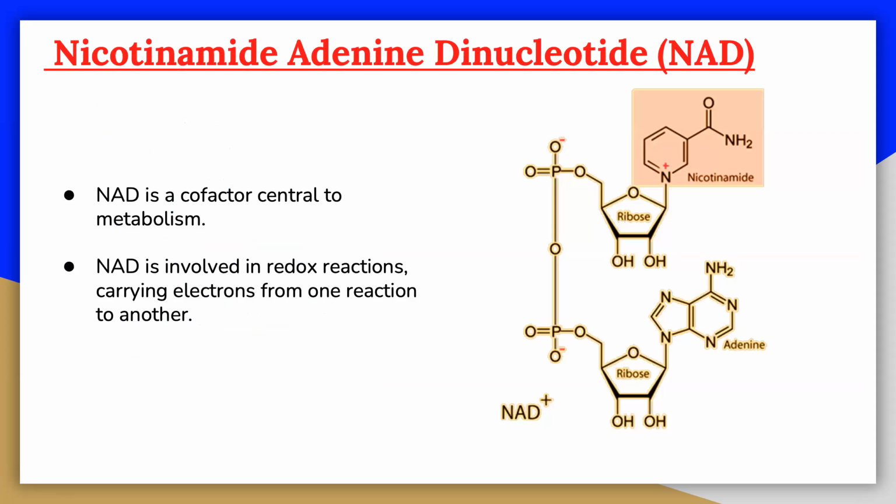Nicotinamide adenine dinucleotide, or NAD, is found in all living cells. It is called a dinucleotide because it consists of two nucleotides joined through their phosphate groups. That is why it belongs to the nucleic acid family. In metabolism, NAD is involved in redox reactions, carrying electrons from one reaction to another. These electron transfer reactions are the main function of NAD.